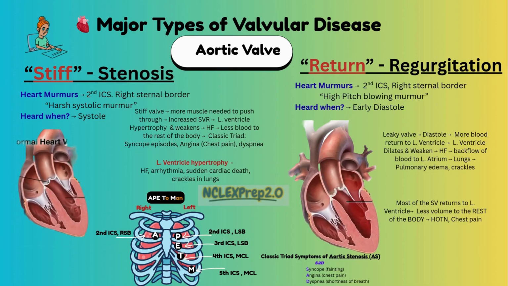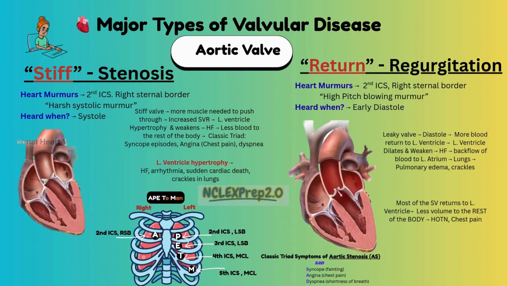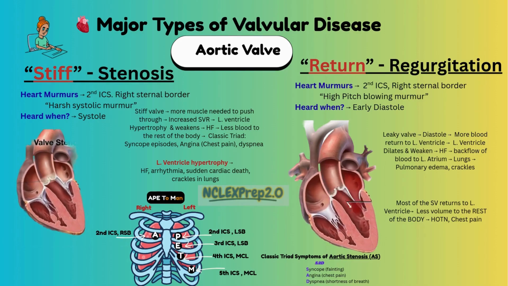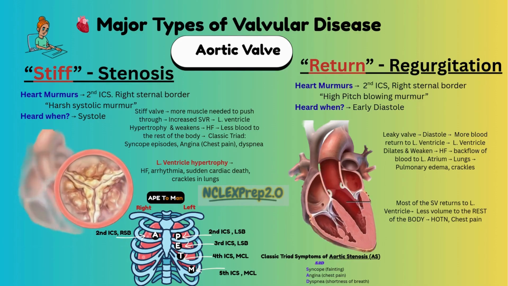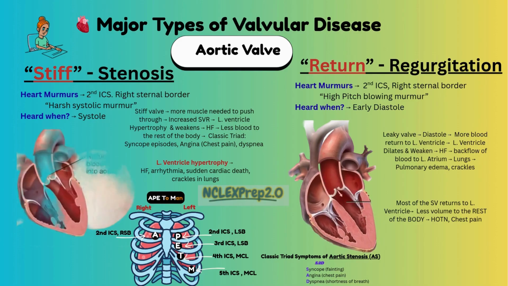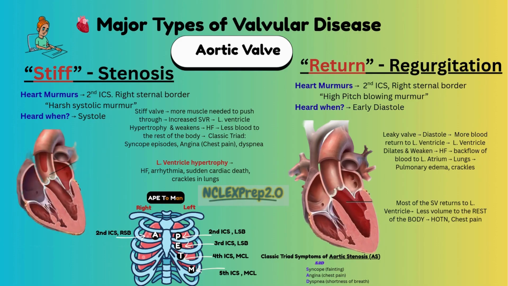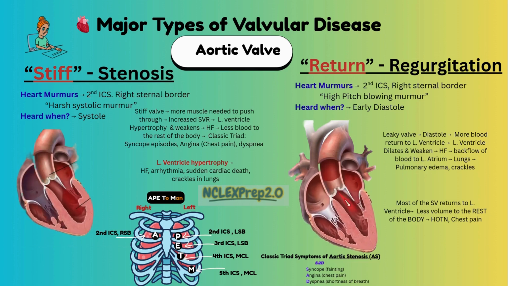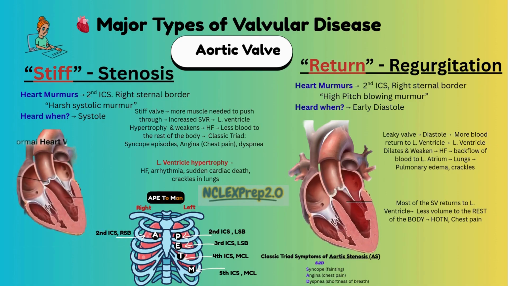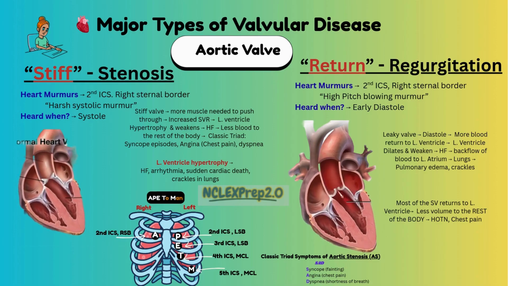Other signs and symptoms could be hypoperfusion due to the greatly reduced cardiac output, including skin looking cool, diaphoretic, pale or dusky, weak pulses, slow cap refill. So remember, stiff aortic valve, less blood is being pushed out, and so you have less cardiac output. The nurse will also auscultate a harsh systolic murmur heard at the second intercostal space, right sternal border. Again, use the mnemonic APE TO MAN to figure out where you should put your stethoscope.